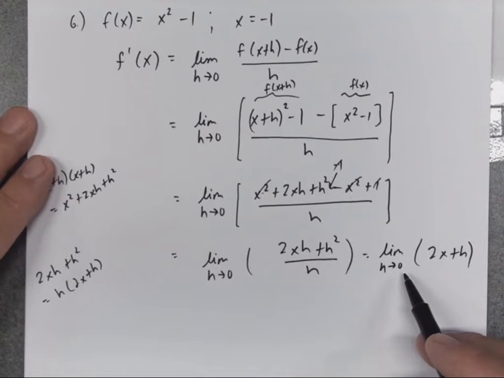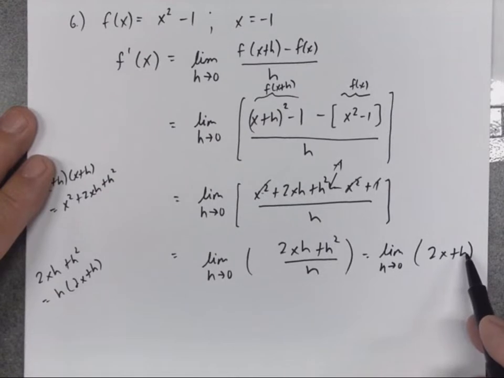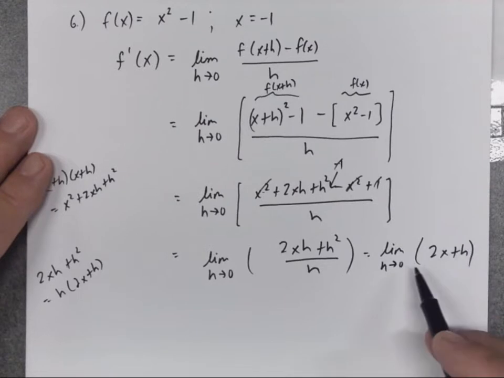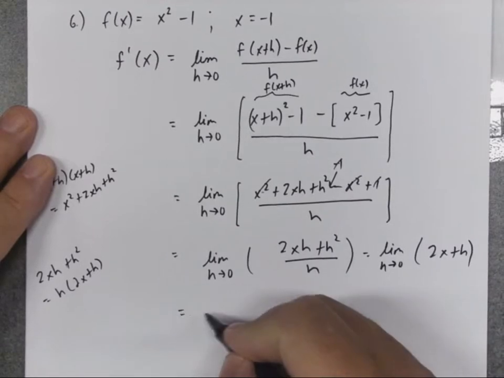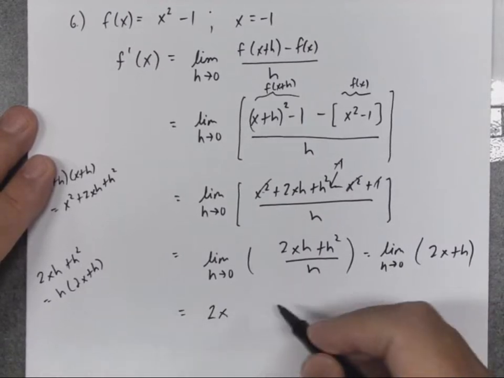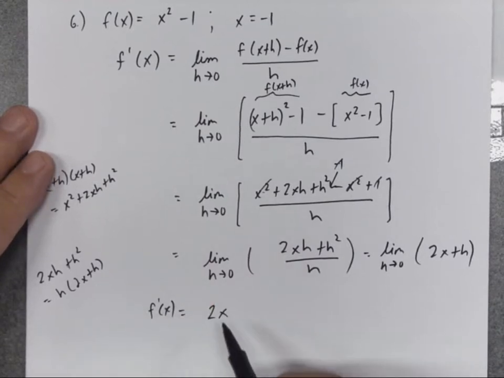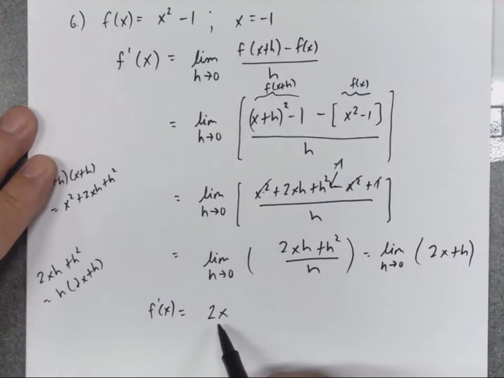When you take a limit, the first attempt is you just stick the number into the variable. And if nothing goofy or strange happens, then you've got the limit. If I stick in 0 for h, this whole thing equals 2x. That seems perfectly fine. So now the derivative of x squared minus 1 is 2x.